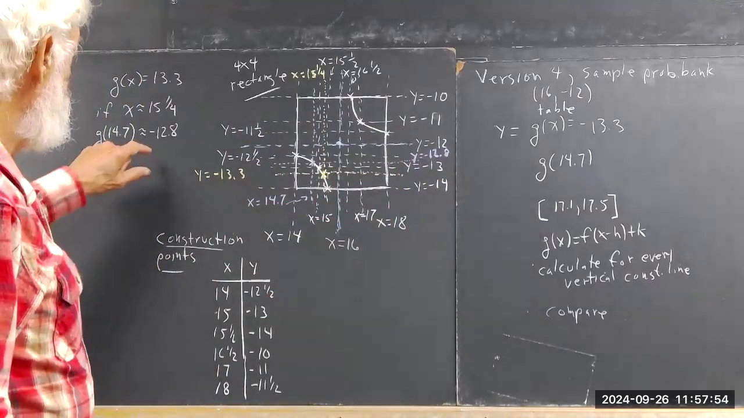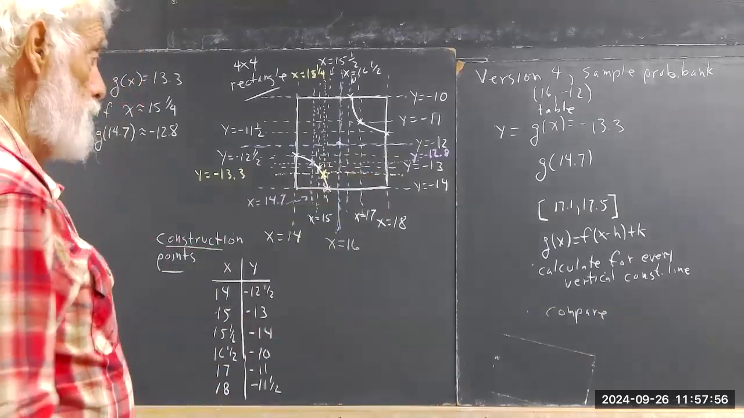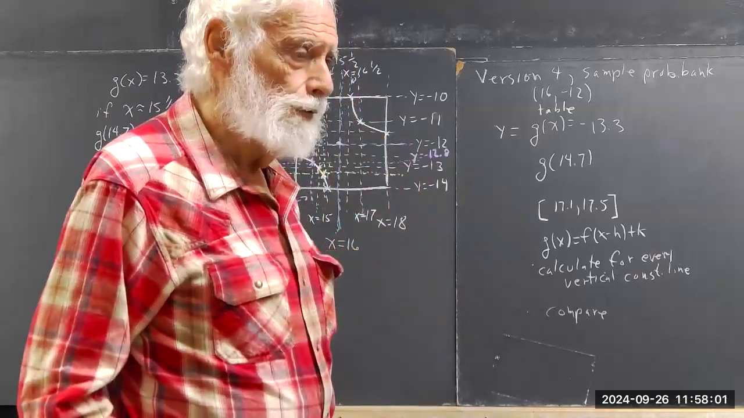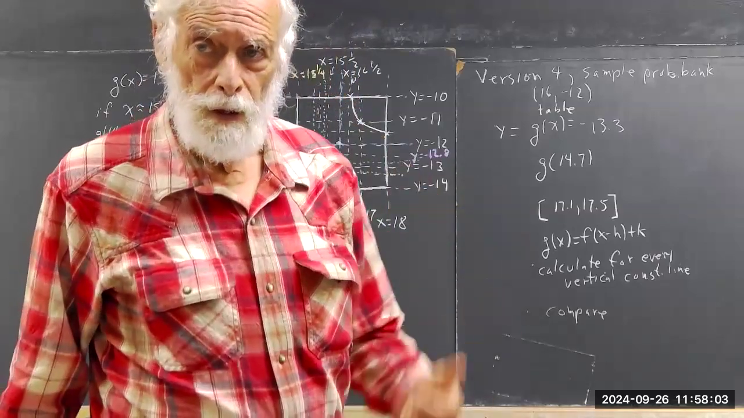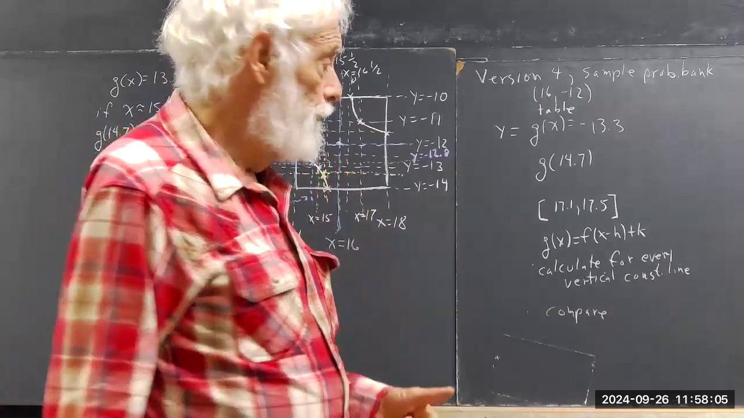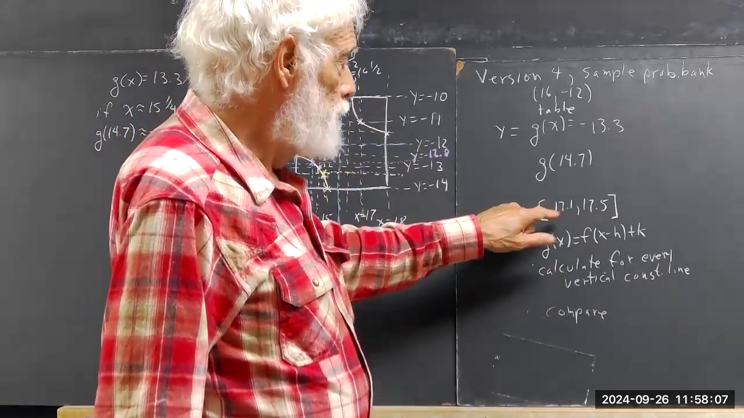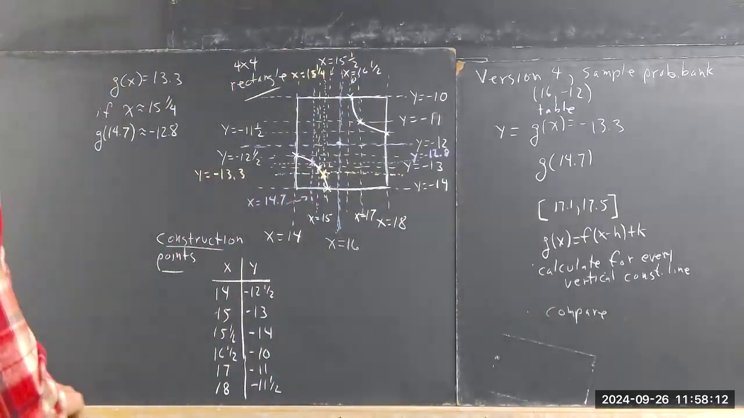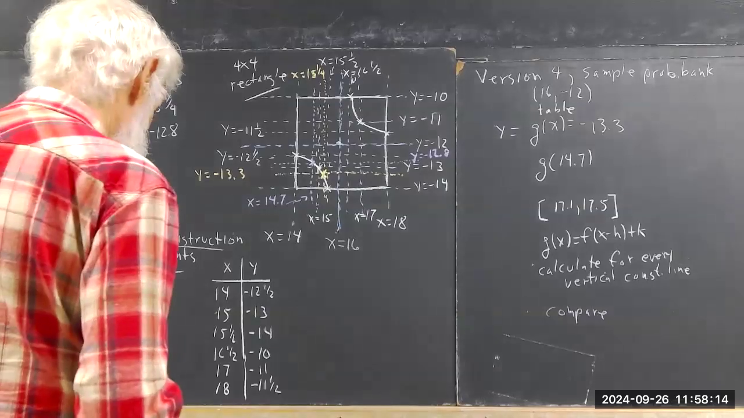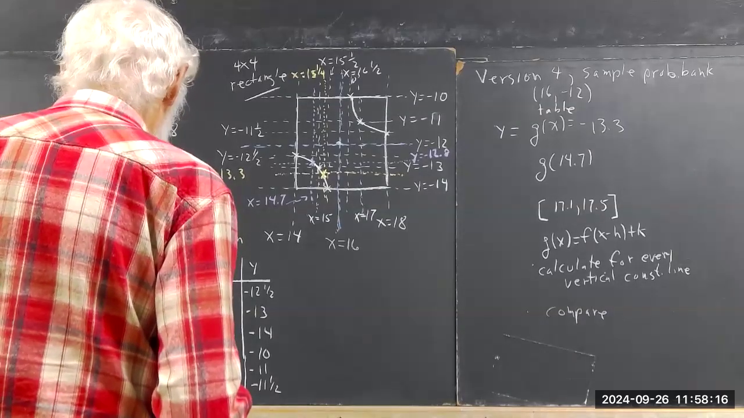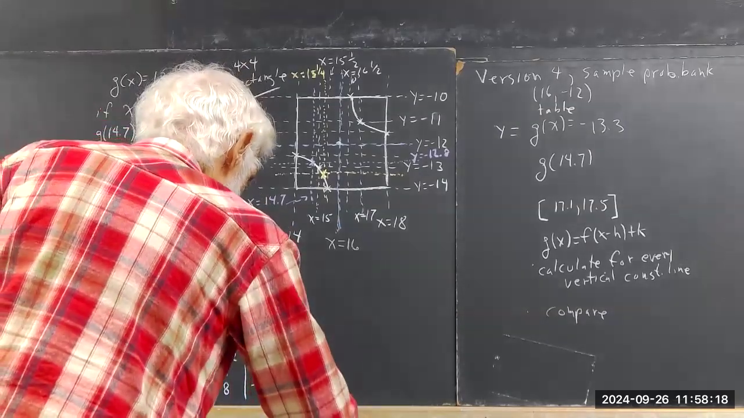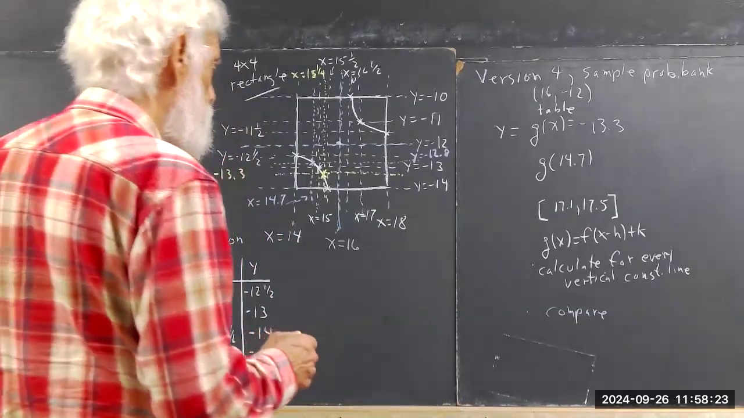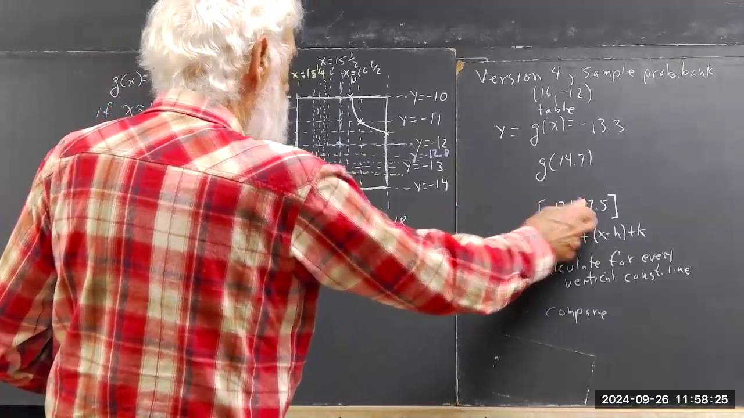Okay. So we're doing pretty well here. Now, the next question is: find the average rate of change of y with respect to x on the interval 17.1, 17.5. What does that mean? Well, that means an interval of the x-axis.